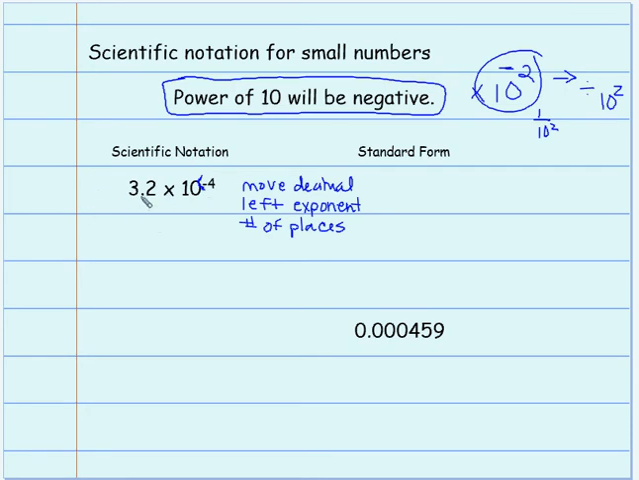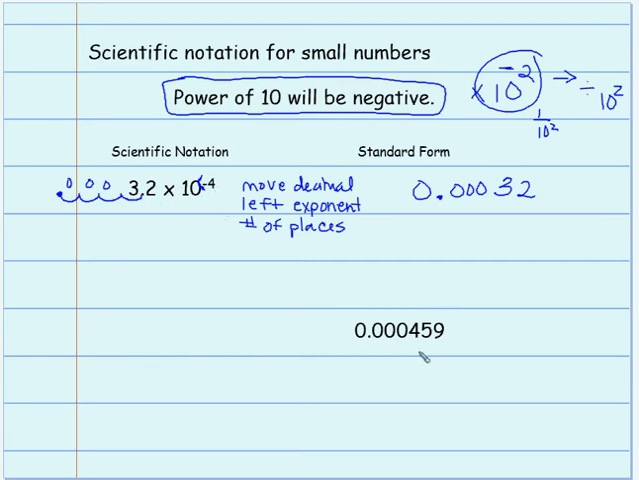So start where the decimal is and move it 1, 2, 3, 4 places, and then you're going to fill in with zeros, but then you're going to write it nice, because we don't write numbers with the little loops under them. So there are 3 zeros and a 3 and a 2. And you can always check, because it's 1, 2, 3, 4 places back to where the decimal was in the scientific notation.